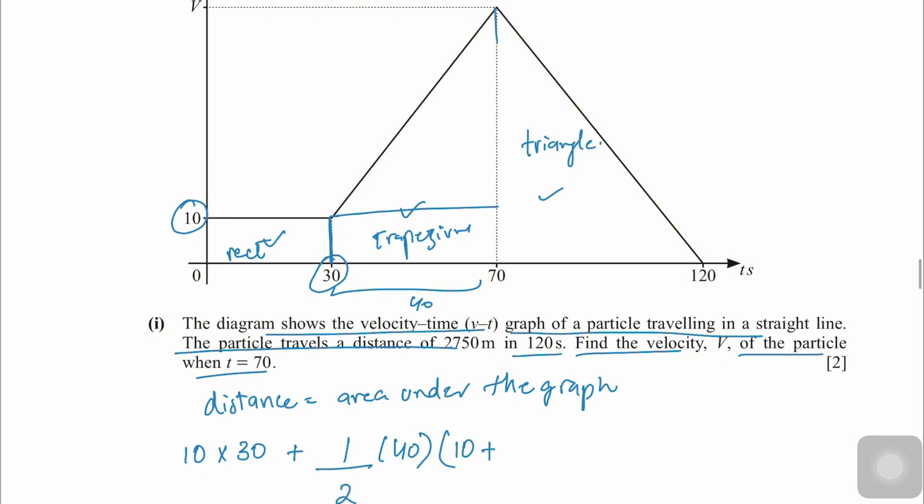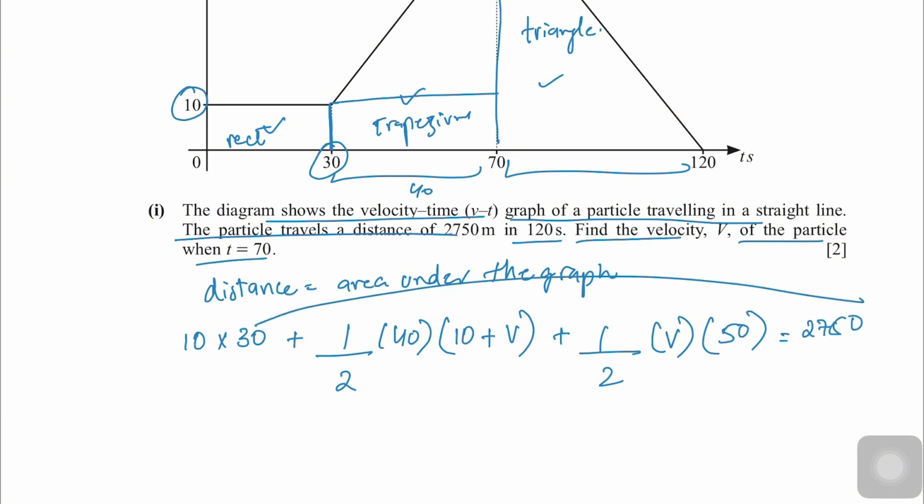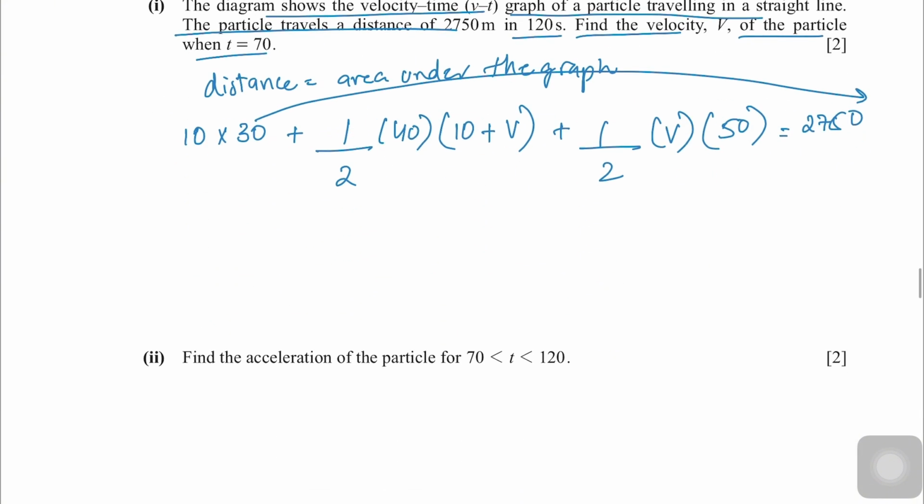And we need this. This is V. And for the triangle's area, we need base times height. We have our height as V, and we have our base as 50. And this is equal to 2750. This 300 can simply be subtracted over there, and this 2 would be cancelled out.